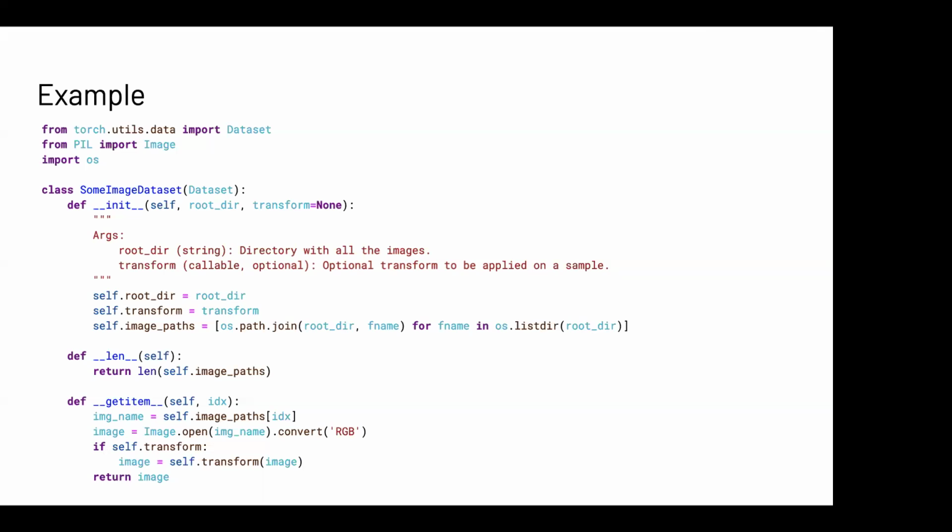So the point here is we want to get the ith sample in this image path. What we do is we open it, so we get the image name in position IDX. We then take the image and actually open it. And then if we have a transform, we apply this transform function, which is a callable, to this image, and then we return the image, the item at position IDX. So this is a standard example of a real world case of the dataset class.